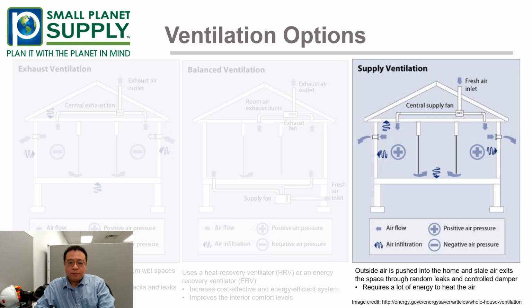Supply ventilation pushes the outside air into the room. Stale air exits through the random nicks and the controlled damper. Of course, it can eliminate the problem of air quality, but you need much higher energy to compensate for the heat loss, especially in the winter.